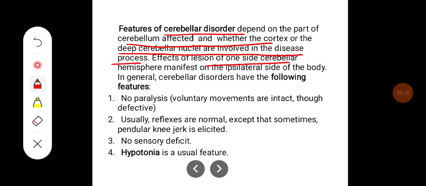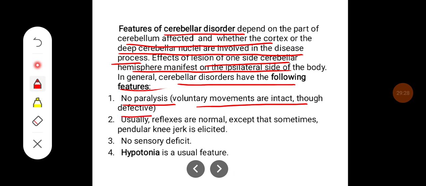Effect of lesion of one side of cerebellar hemisphere manifest on the ipsilateral side of the body. In general, cerebellar disorders have following features. There won't be any paralysis, that is, the voluntary movements are intact, though defective. Usually reflexes are normal, except that sometimes the pendular knee jerk is elicited. There won't be sensory deficits. Hypotonia is a usual feature.